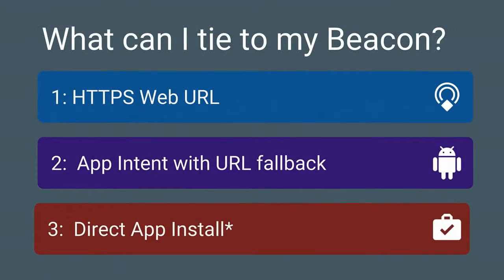There are 3 types of content that you can attach to your beacon. First, we support simple HTTPS web URLs. These can point to websites or to instant apps, which you heard about in the keynote earlier today. Second, we support intents into your app along with a URL fallback to the mobile web for users who don't have your app installed. And third, we're experimenting with direct app installs, where tapping the notification will let you install the app even if it's not there, and then launch you into the intended experience. That's our other applause line, by the way.